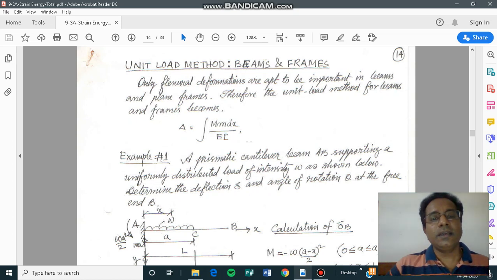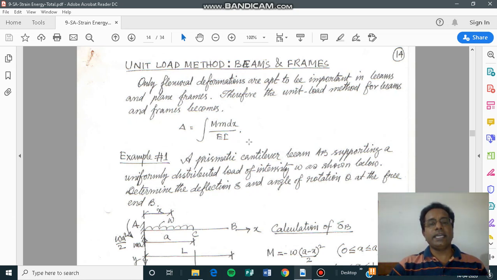What is that expression? Integration of capital M small m dx upon EI, integrated over the length of the beam. What is this capital M? This capital M is nothing but the bending moment at any section in the beam because of the external load. The external load may be a point load, maybe UDL, whatever the kind of load, you have to use that to get the capital M. It is like you calculated using Castigliano's theorem in the tabular form. The similar approach applies here; the capital M can be calculated like that only.